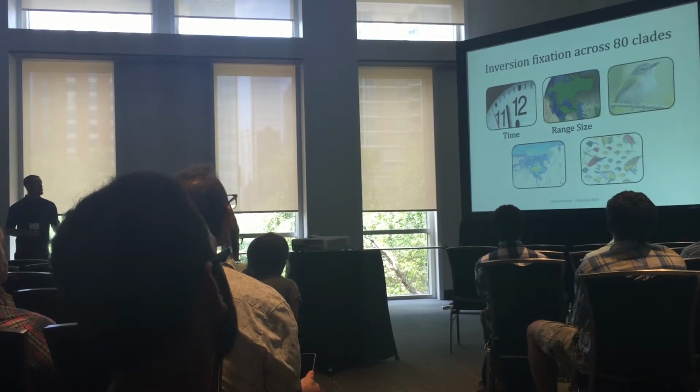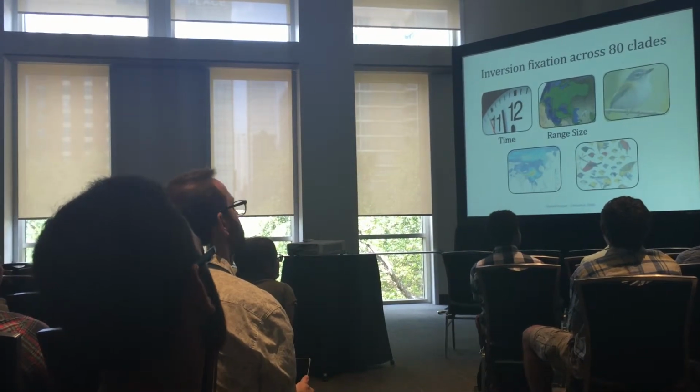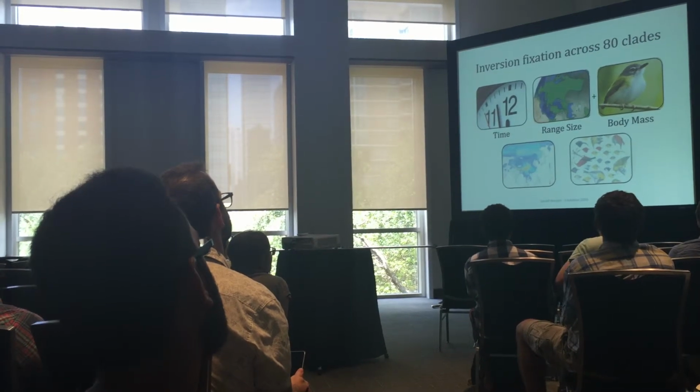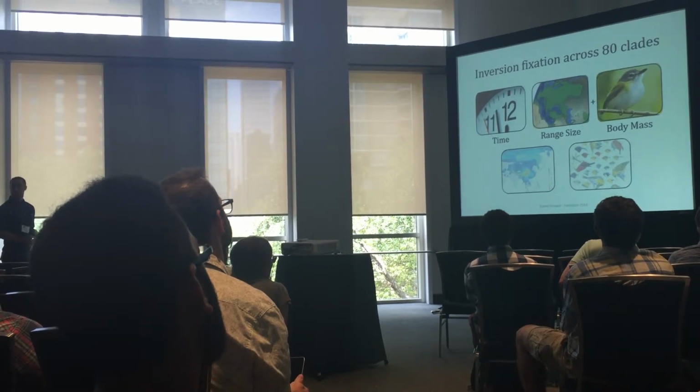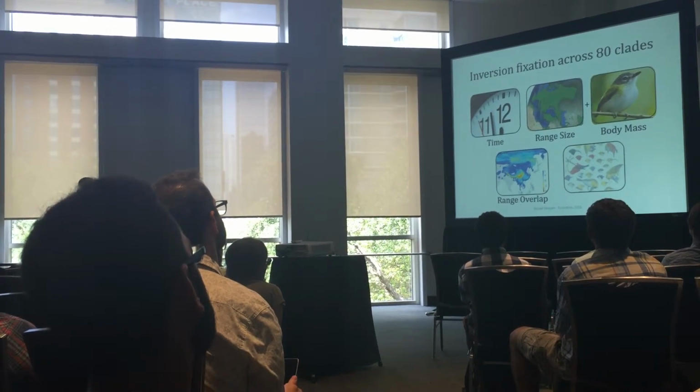To get at this population sizing, I looked at median range size, breeding range size for the members of that clade, as well as median body mass for the species within that clade, to together account for population size variation across clades. To get at the gene flow, I'm again looking at range overlap.